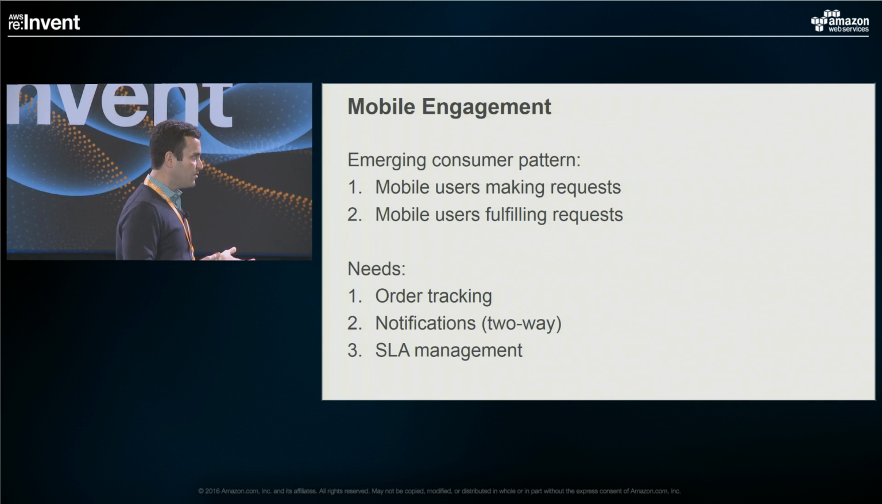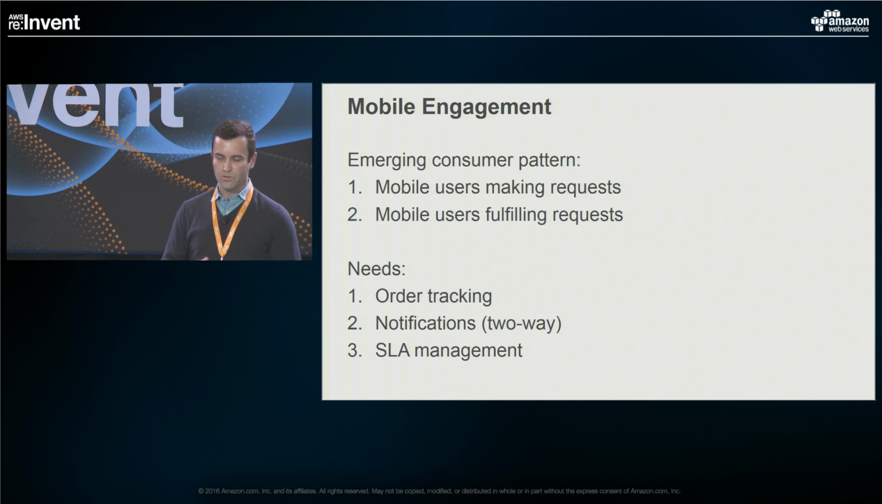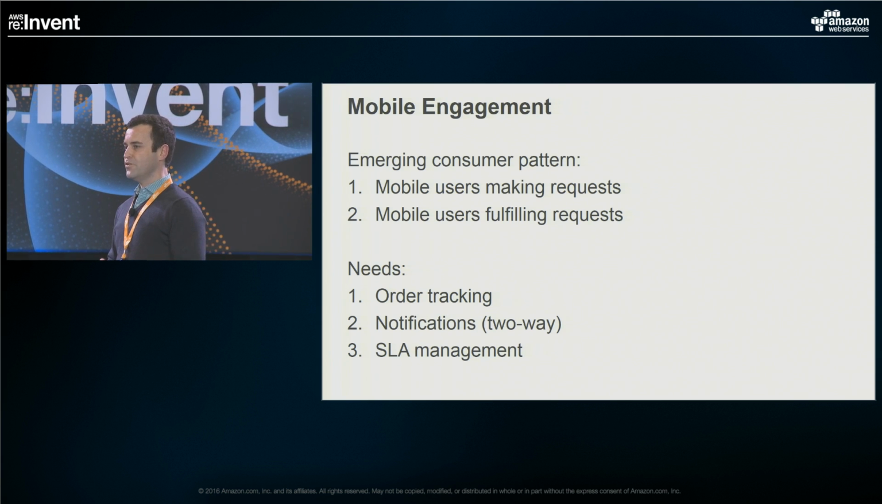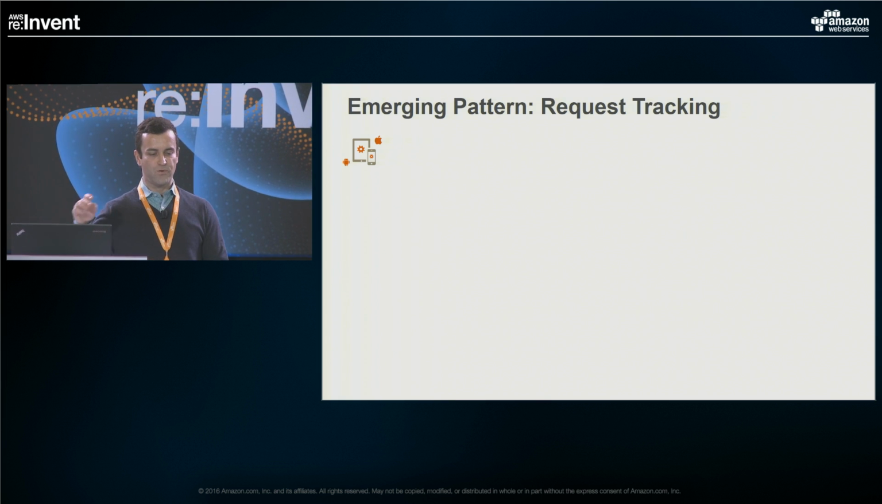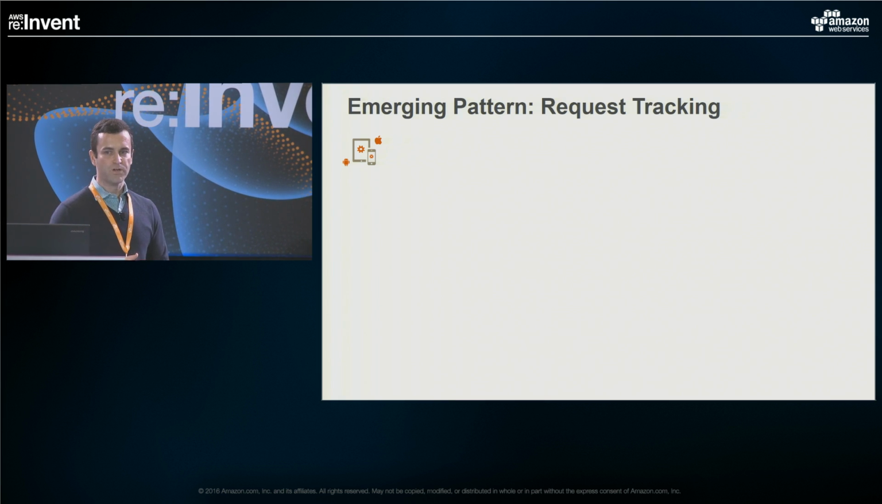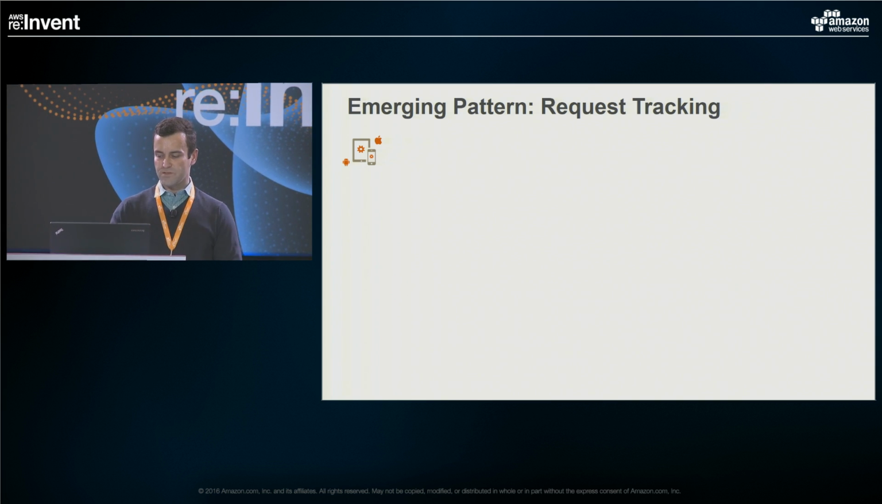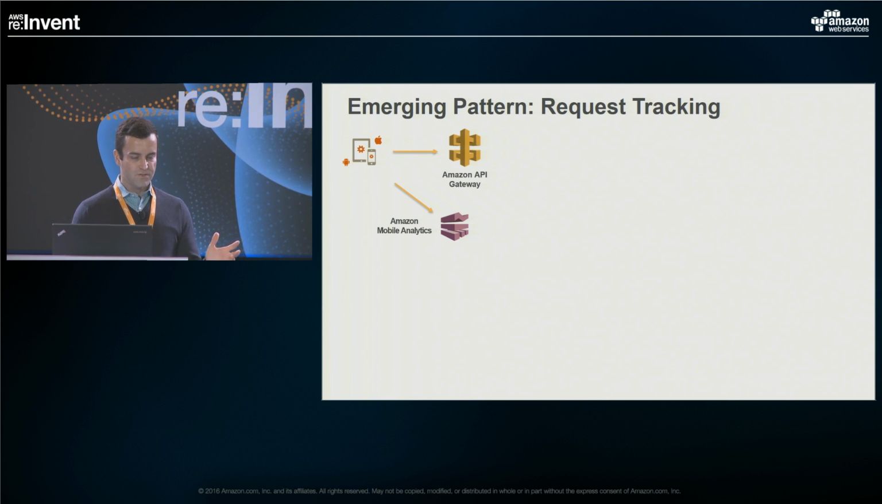So this is mobile users making requests, and on the other side, fulfillment of that request by other mobile users. To do this, you need things like order tracking, notifications, and SLA management. From an architecture standpoint, this is actually pretty easy to do, especially from a serverless standpoint. First of all, we use our standard things that we've just talked about in this presentation: API Gateway, mobile analytics, and separating our real-time and batch streams.